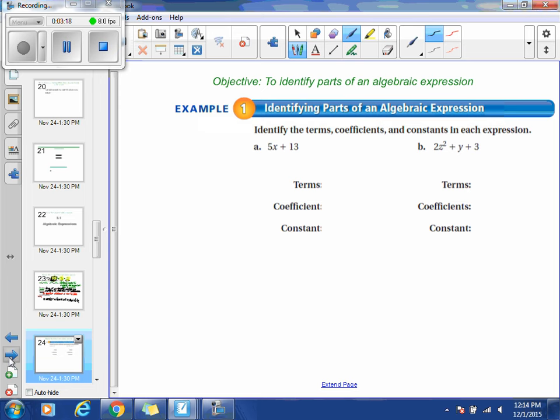All right, so now we're going to actually apply what we know about that and identify the terms, coefficients, and constants in each of these, starting with part A. All right, so first, terms. Remember, terms are the parts that are connected by addition or subtraction. So in this one, I have 2 terms. All right, so my terms are 5x and 13. Pretty easy, huh?